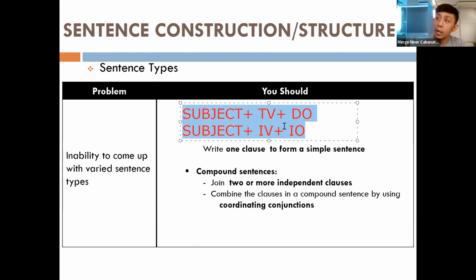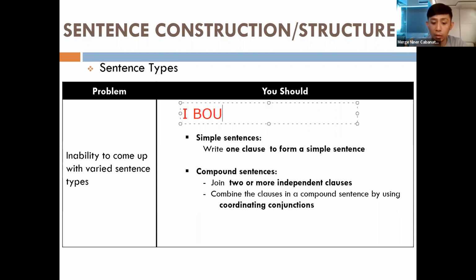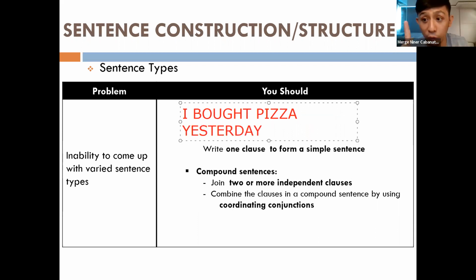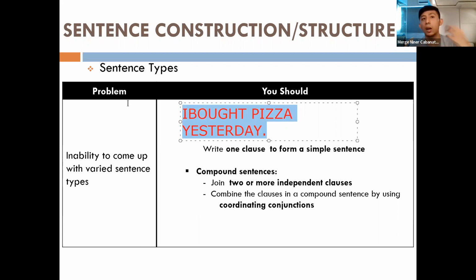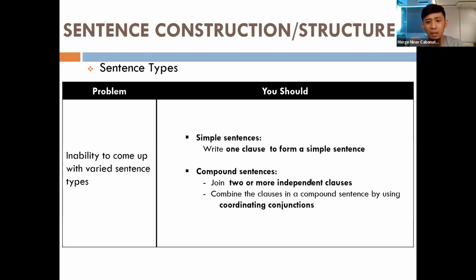Sinabi ko dyan, I bought pizza yesterday. Yan po ay isang independent clause. Ngayon, if I'm going to put a period, nakita nyo, naglagay ako ng period, sentence na yan. So it's so simple, di ba? Ngayon, pag bought pizza yesterday, walang I, so dependent clause. Or I lang, walang bought pizza yesterday. Or parang pizza yesterday, wala yung I bought, dependent clause. And ibig sabihin, it needs the other parts para mag-function. Okay? So, pag sinabing simple sentence, isang clause lang. May subject ka, may verb ka, may predicate ka, meron ka ng isang simple sentence.